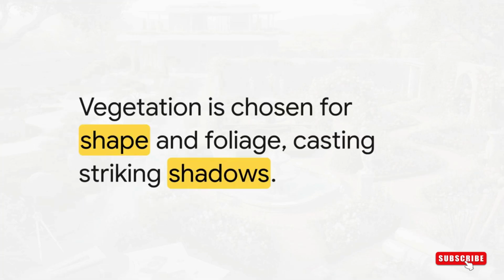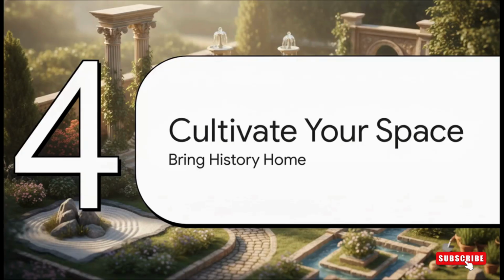In a Japanese garden, it's really not about bright blooms. The vegetation is chosen specifically for its shape and foliage. They prioritize the textures of evergreens, Japanese maples, and arching bamboo. The ultimate goal here is to cast striking patterns of shadow across the paths, creating a deeply tranquil, shadowy retreat for the mind. Finally, Section 4, Cultivating Your Own Space.